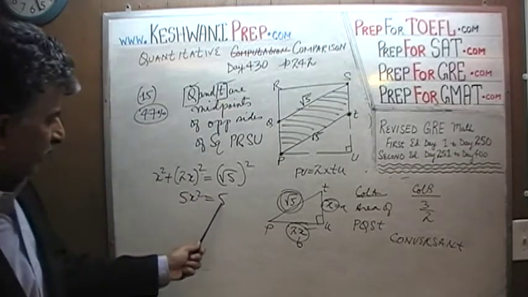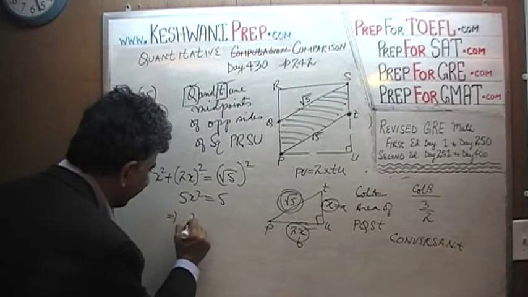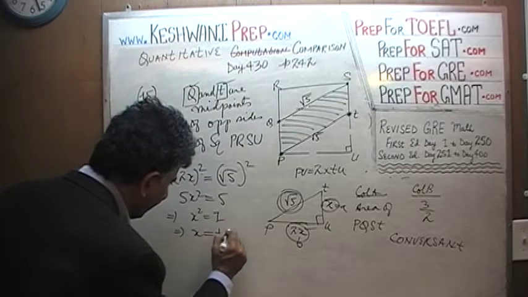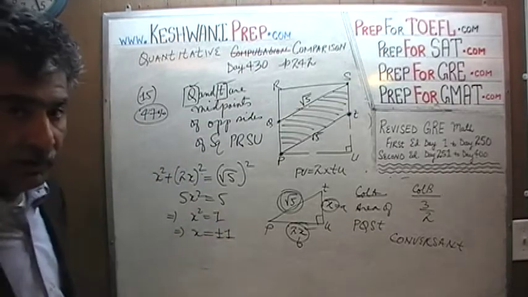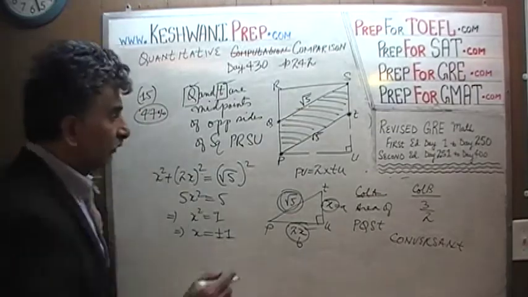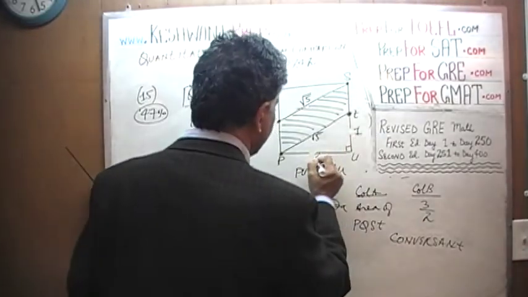And therefore 5x squared equals 5. That implies that x squared equals 1. And that in turn implies that x must equal positive or negative 1. Obviously, we're not interested in the negative root because we're talking about the length of the side. So x must be positive 1. So this side is 1 and this side is 2.